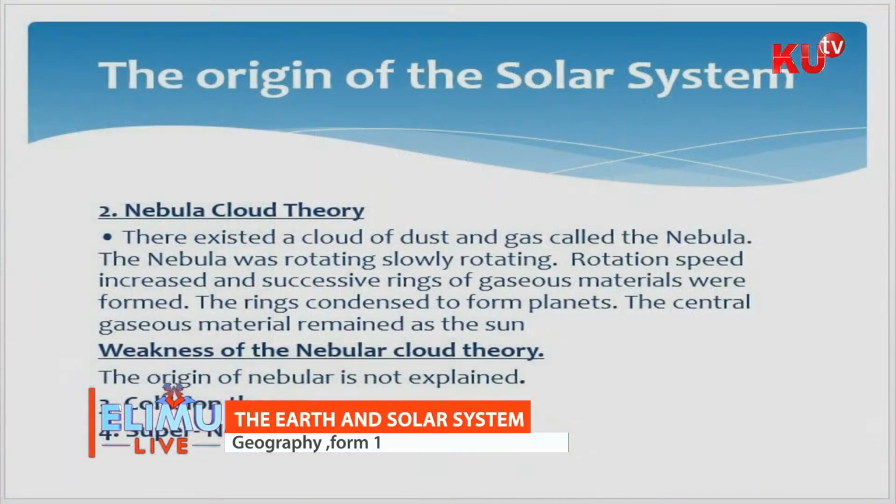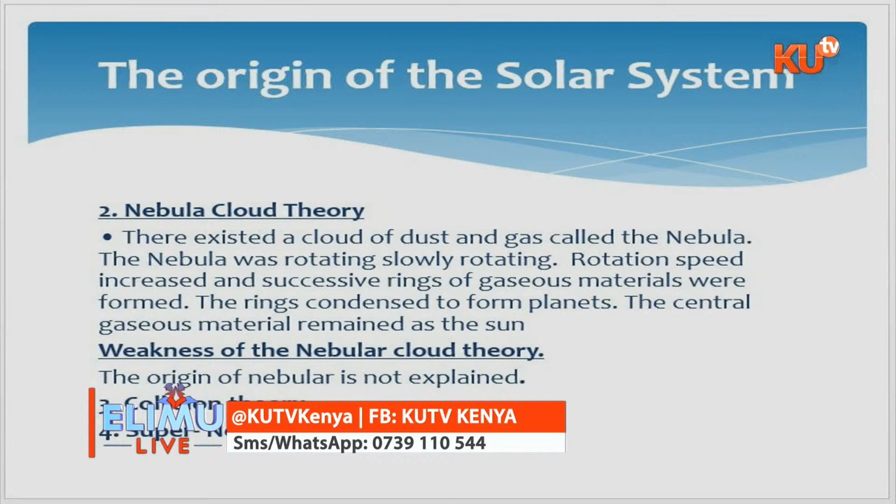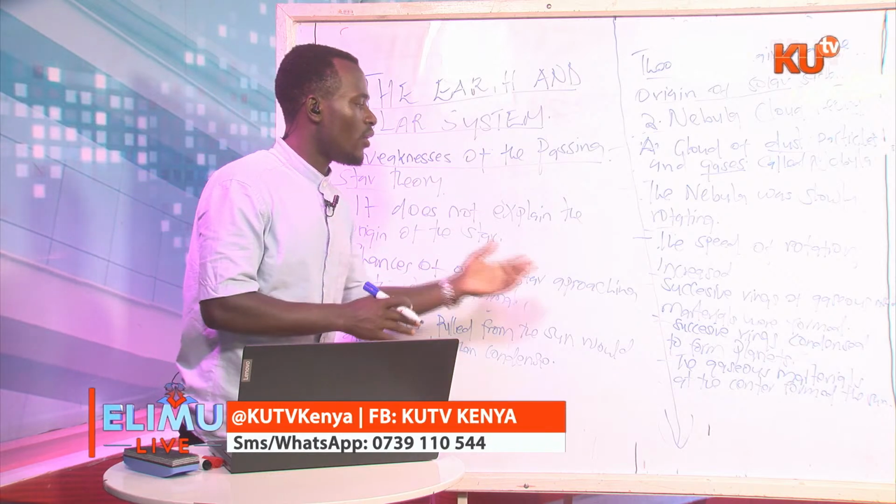So the gaseous material at the center formed the sun. Now, when we have the sun at the center, remember, it is the one that puts everything in its orbit. I'm talking about the sun having a gravitational pull. That gravitational force is the one that puts everything in its own orbit.